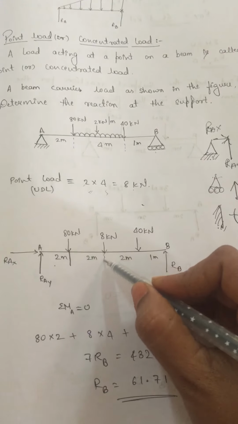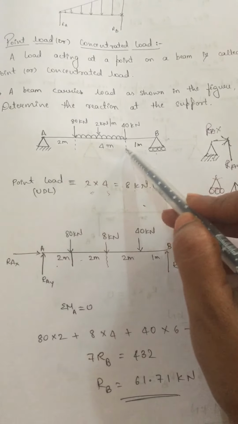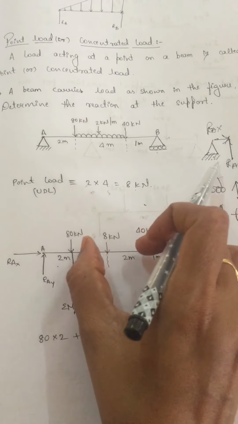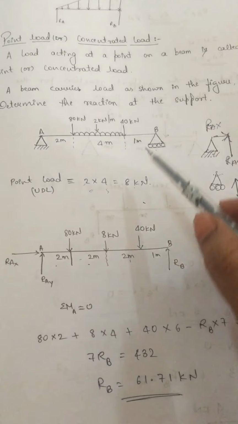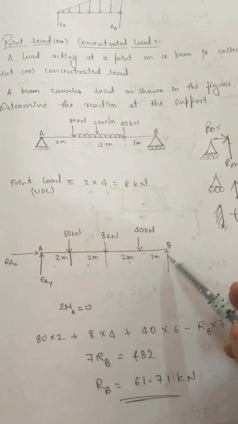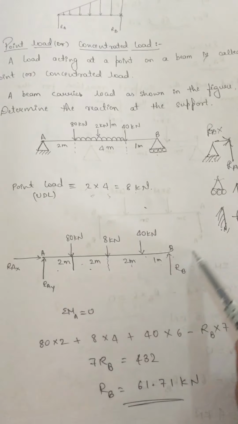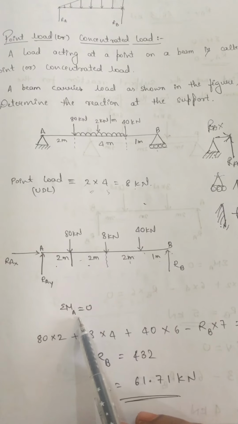It should be placed at the midpoint of this distance. The total distance is 4 meter and you have to place it in such a way that it is at the center of that distance, that is 2 meter apart. And next transfer the given load 40 kilonewton. It should be 1 meter from the point B. Now the free body diagram is ready, and the next step is you have to consider the equilibrium condition.